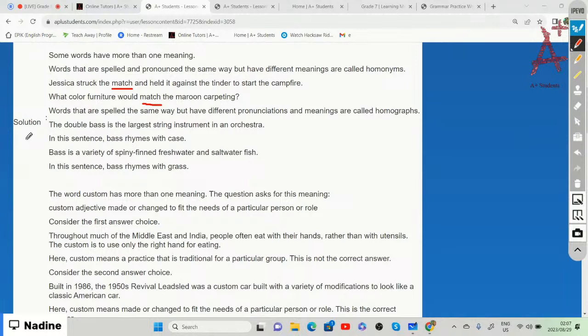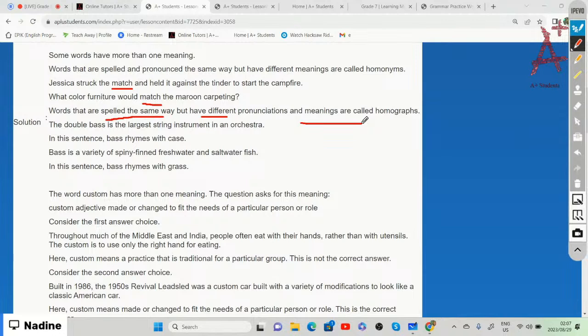We call those homonyms, right? Now, words that are spelled the same way but have different pronunciations and meanings are called homographs. So words that are spelled the same way but have different pronunciations or meanings are called homographs, right?